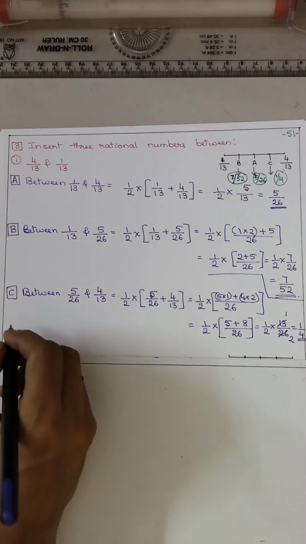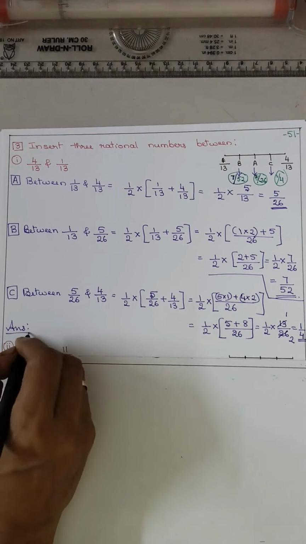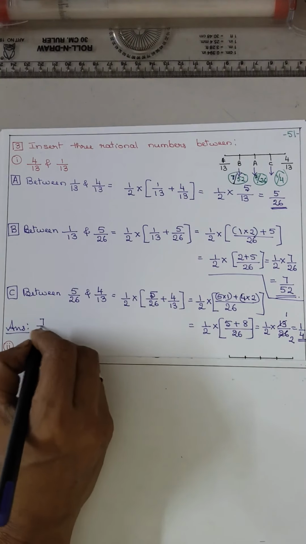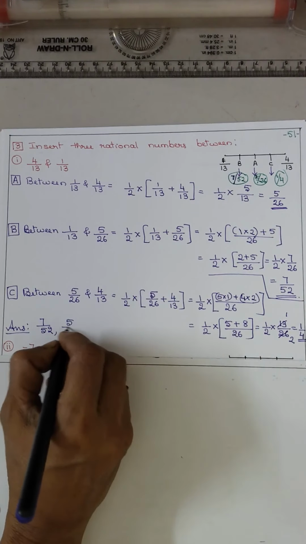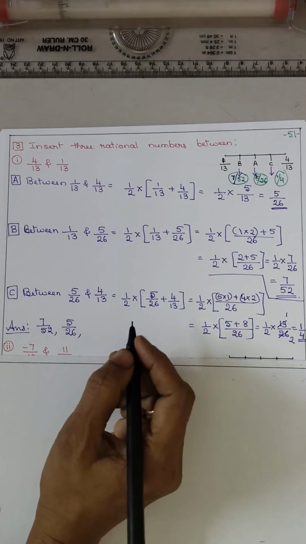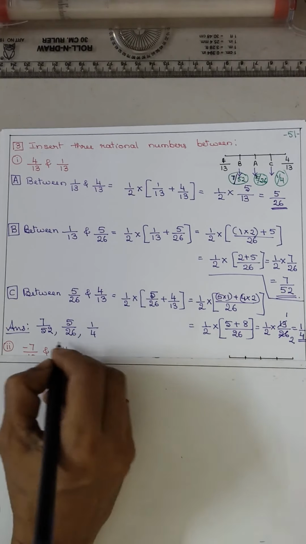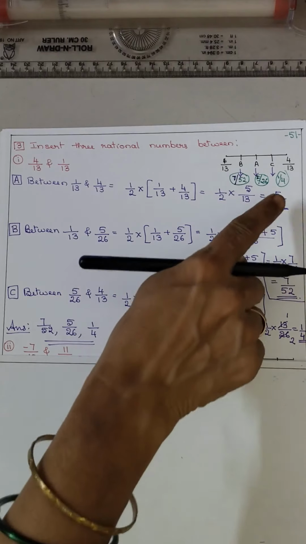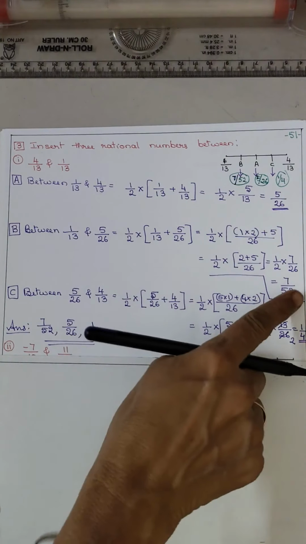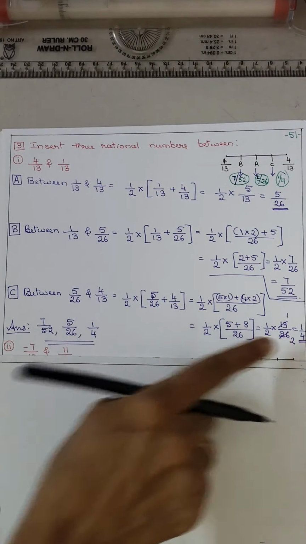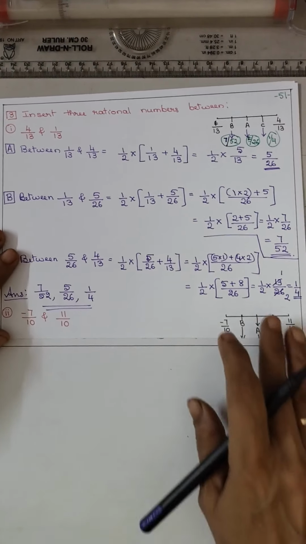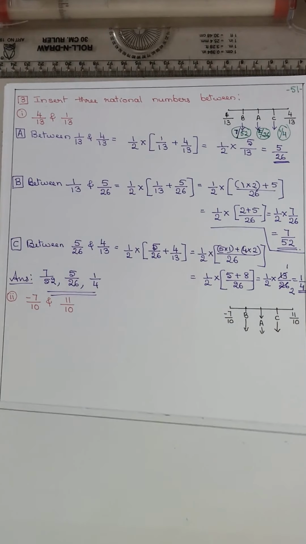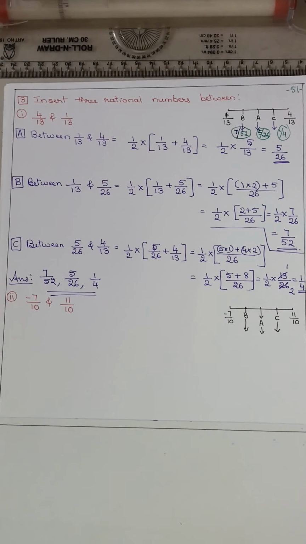So the answer, which are the three numbers you got? 7 by 52, then 5 by 26, and then 1 by 4. While writing the answer, you can arrange them as 5 by 26, then 7 by 52 and 1 by 4. Okay? Hope everyone understood.